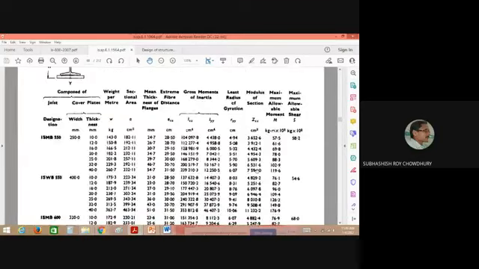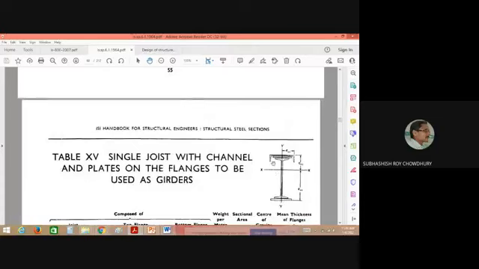So in that case, some other standard section which is available in the market. For example, for the channel section, this channel section is attached with this flange part. That means this is the actual flange of the I section. Over that there is a plate. Over that there will be a channel section. Okay, so these are the possible ways of creating the compound section.